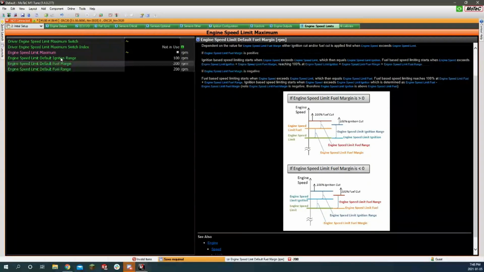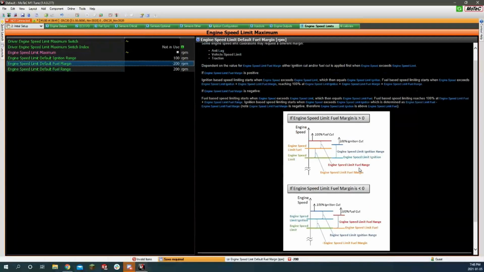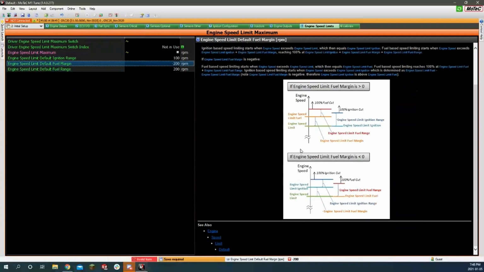Basically it tells you, when you set these numbers to whatever, positive or negative, how, as you increase in RPM, what happens. So I have engine speed limit fuel margin less than 0. It's negative 200. So as it approaches the rev limit, it will start cutting fuel up until this point, and that's over a range of 200 RPM.